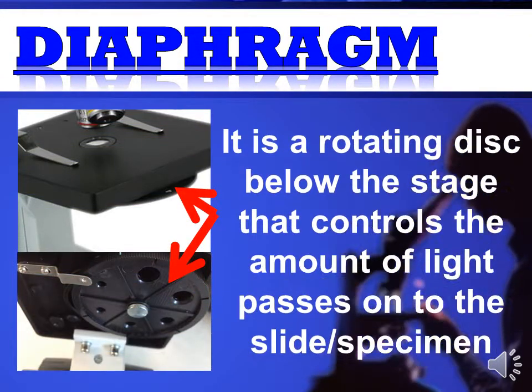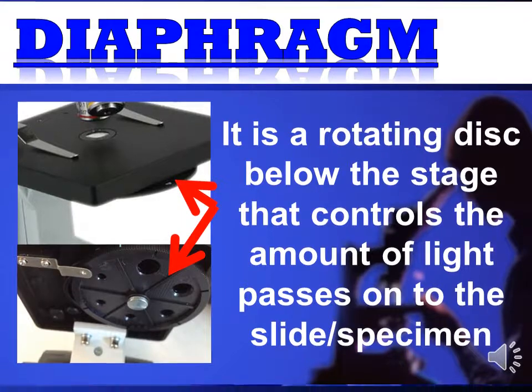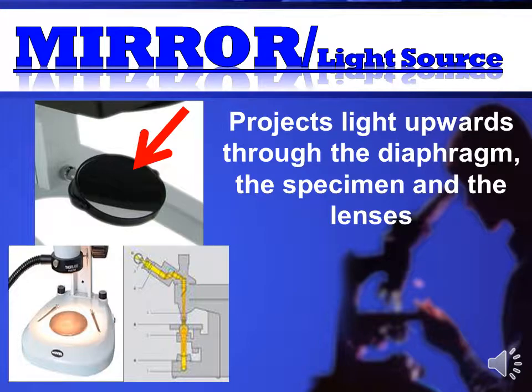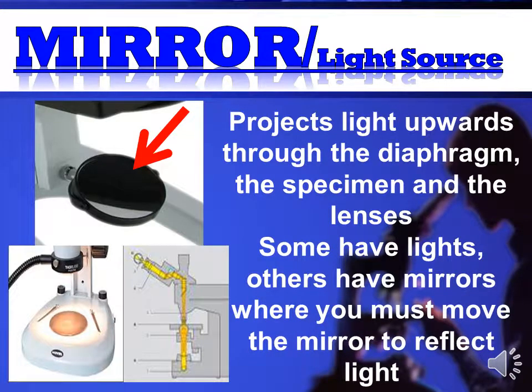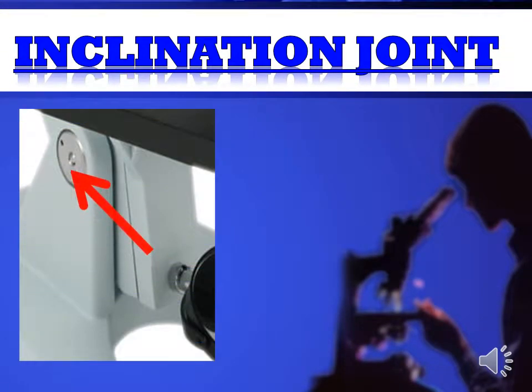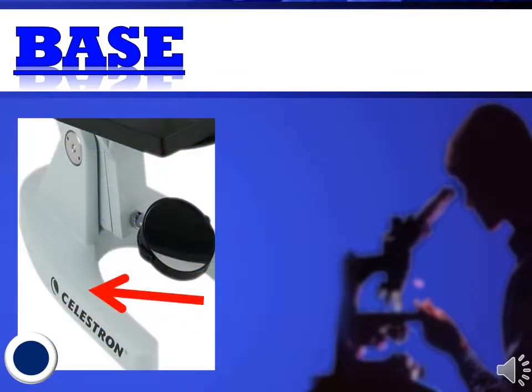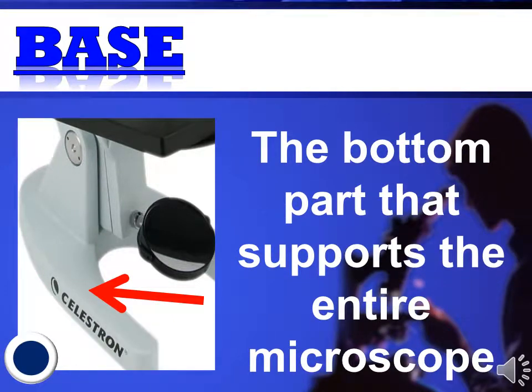Diaphragm. It is a rotating disc below the stage that controls the amount of light that passes on the slide specimen. Mirror or light source is used to project light upwards to the diaphragm, the specimen and the lenses. Some use mirrors which you must move to reflect light. Inclination joint. It allows the user to incline the upper portion of the microscope to facilitate viewing of the specimen. Base is the bottom part that supports the entire microscope.